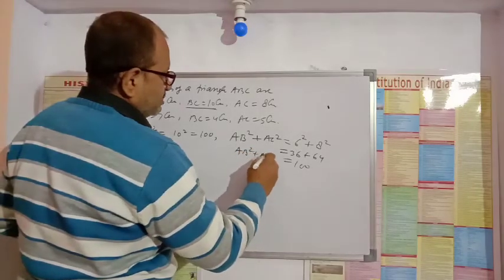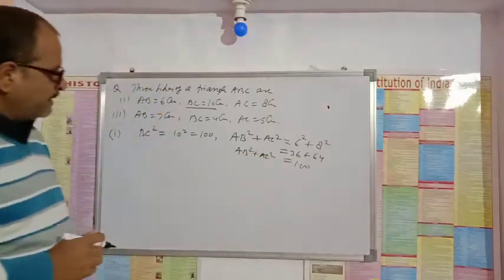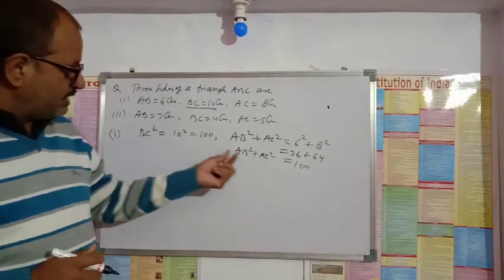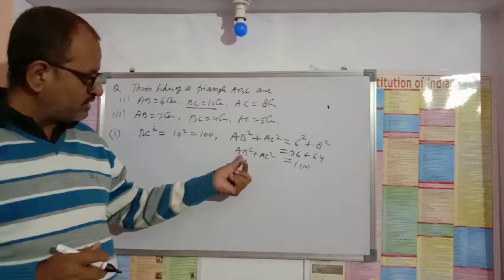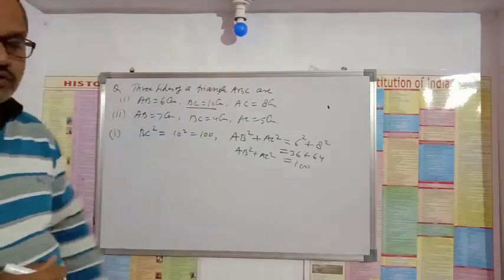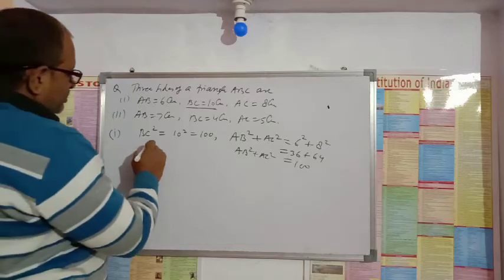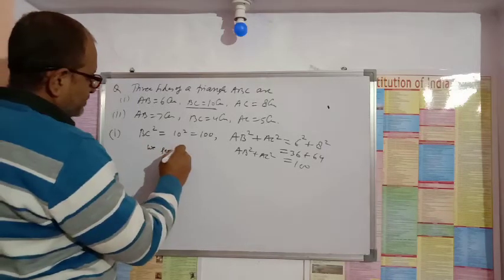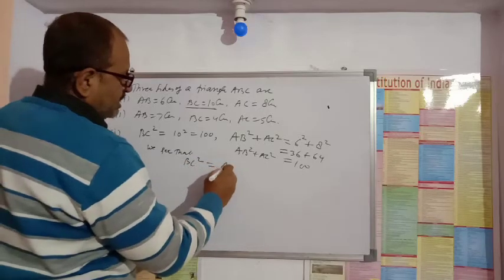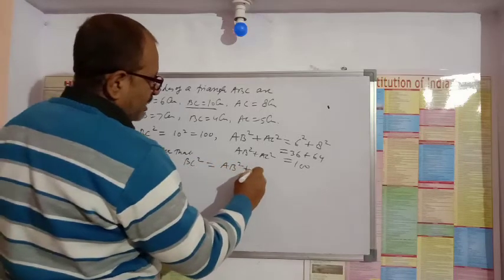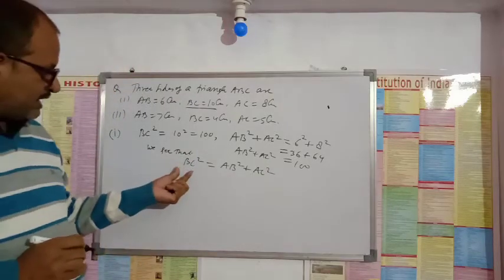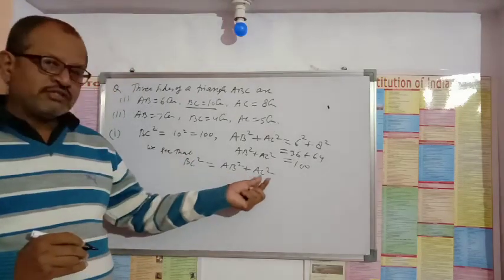AB square plus AC square is equal to 100. So we see that the square of the longest side BC square is equal to the sum of the squares of the other two sides, AB square plus AC square, because it is also 100. So BC square is equal to AB square plus AC square. So the square of the longest side is equal to the sum of the squares of the other two sides.